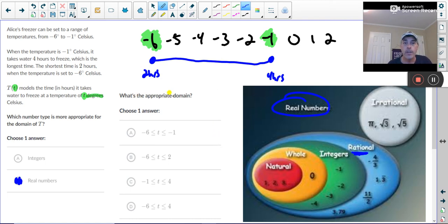Okay, what's the appropriate domain? The appropriate domain is that this, even though it says it has a range of temperatures, that's really weird. Our domain is -6 to -1. So we're going to choose that interval. Weird wording to use that and weird to use T of T. Con, I'm not pleased, but that's the hand we're dealt.